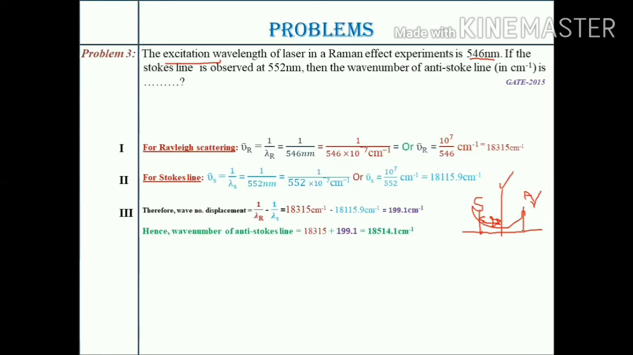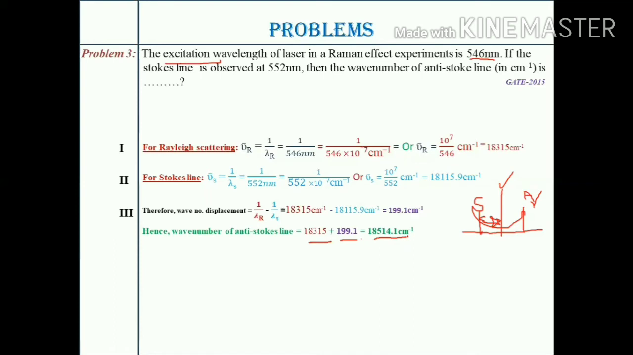What I do is, since the anti-Stokes line lies to the right of the Rayleigh scattering, I am going to add the Raman shift to the value of the Rayleigh scattering. Okay, so this was the value for my Rayleigh scattering. I add the Raman shift, so I get the value of 18514.1 centimeter inverse. This centimeter inverse means the wave number.